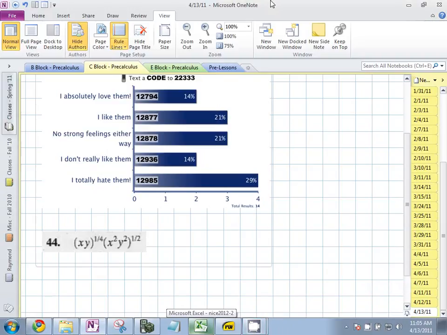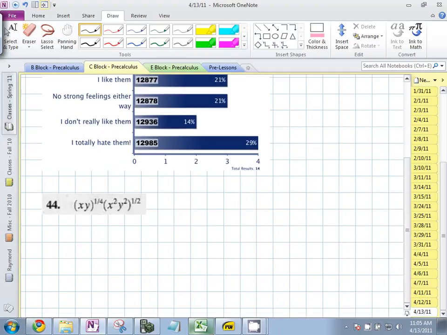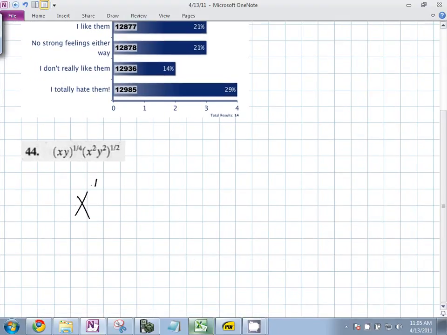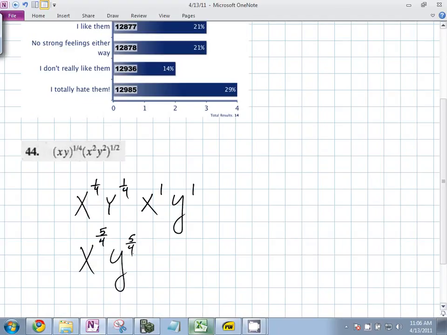What should you do first? What should we do? Yeah, distribute the exponents in, so you get x to the 1/4, y to the 1/4, x to the y to the. Now what do you do? Yeah. So it becomes x to the 5/4 and y to the 5/4. Sure. Absolutely. Good job.